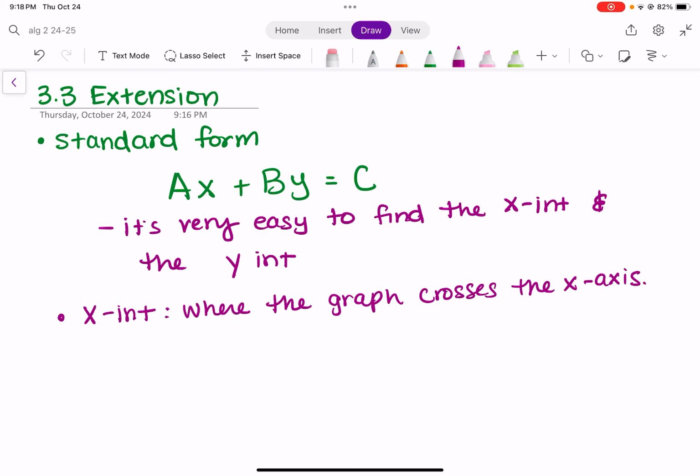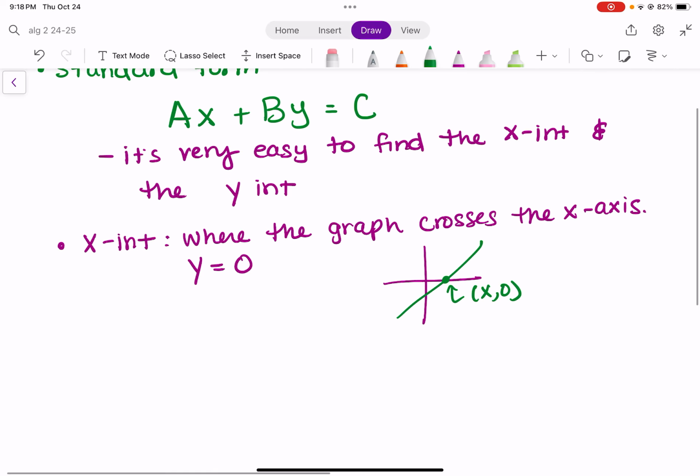And basically, with the x-intercept, y is always equal to 0, right? So the point will be like 3, 0, 10, 0, negative 10, 0. If we look at a graph, and here is my line, it's always going to be x comma 0, because the y is always going to be 0.